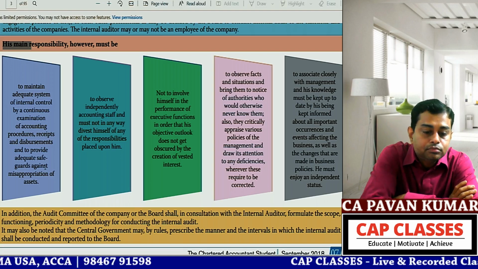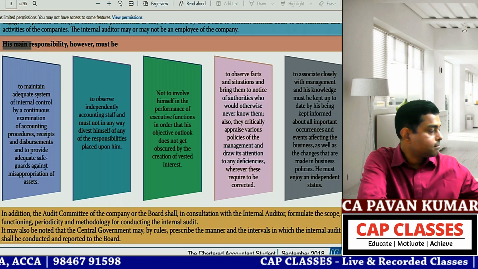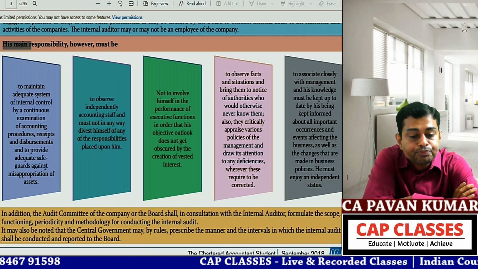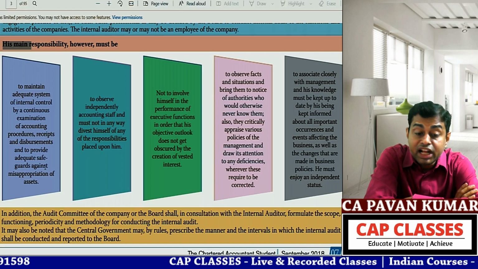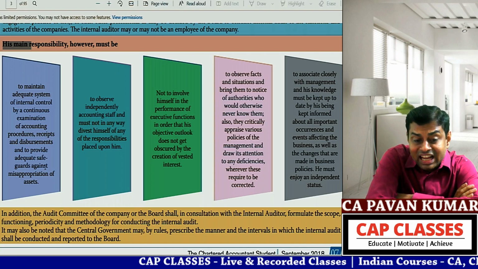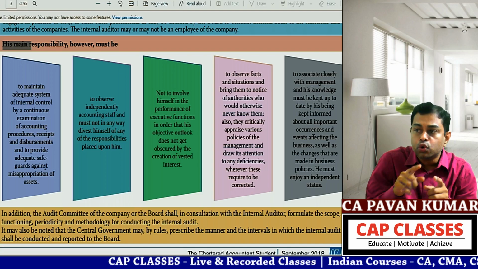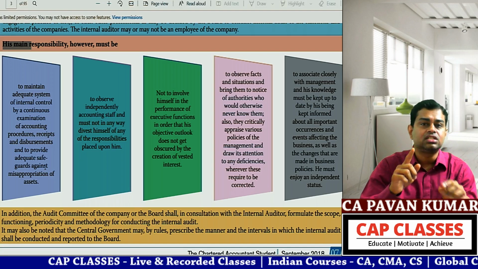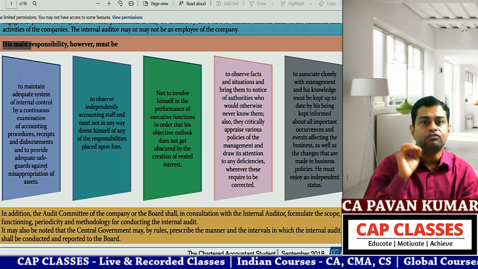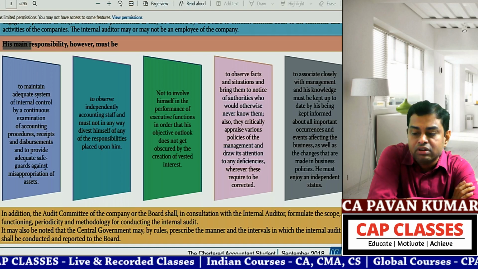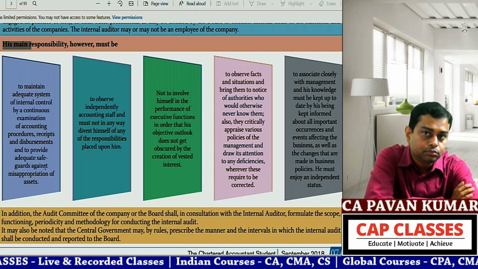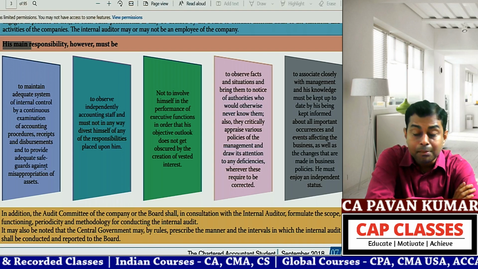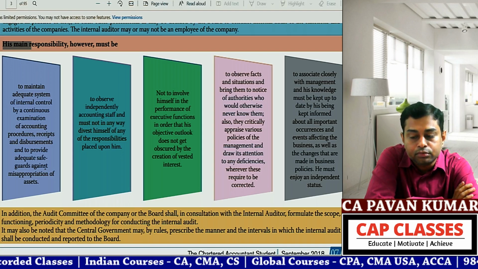Continue, ma. Second one. To observe independently accounting staff and must not in any way divest himself of any of the responsibilities placed upon him. Did I tell you this? You should not in any way divest yourself to do any of the responsibilities placed on the accounts department. You just focus, monitor, observe how accounting people, accounting staff are working. You don't do it. You are not a doer. You are observer. Next, continue.